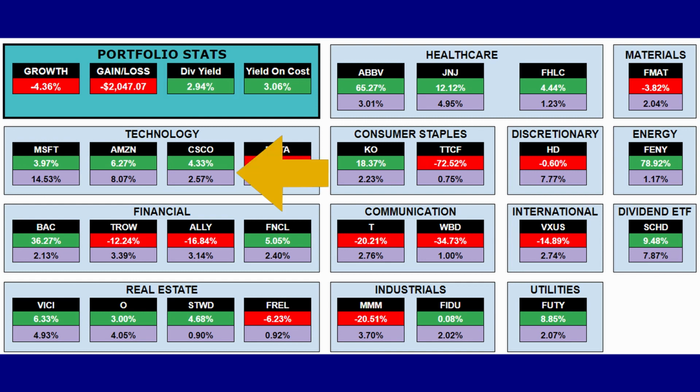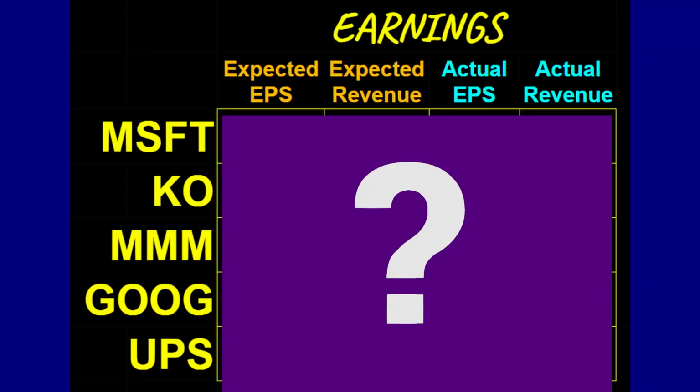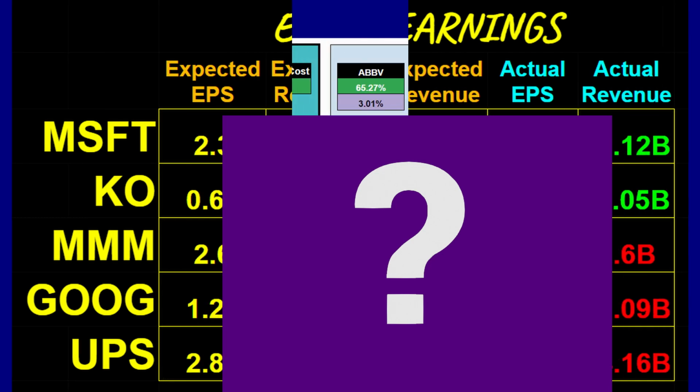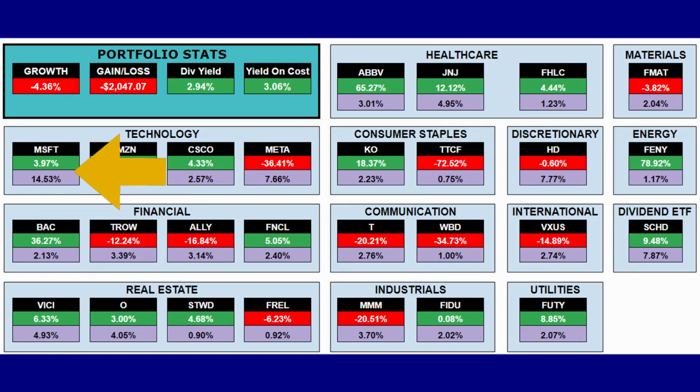You'll see companies like Cisco and Microsoft jump back into the green, and a lot of companies are just rising higher and higher. So let's get right into this. I'm going to be showing you this chart of the companies I'm covering: Microsoft, Coca-Cola, 3M, Google, and UPS. And if we go back to my portfolio, Microsoft is up 3.97% for me, Coca-Cola is up 18.37%, and 3M is down about 20.5%. The other two, Google and UPS, are just important in my eyes and will give us a heads up for some other companies that will be reporting later this week.